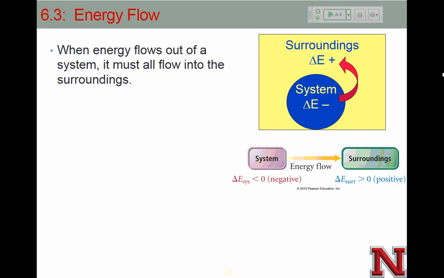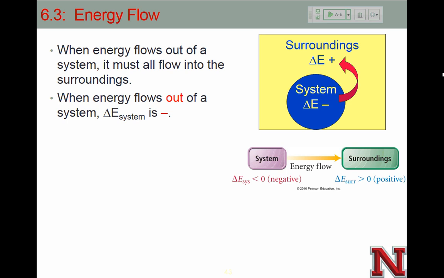When energy flows out of a system, it has to flow into the surroundings. So if we know just a little bit about what's happening, let's see whether the surroundings increased in energy, then we can figure out what the system did. Whatever the system does, the surroundings have to do equal and opposite. So in this case, our delta E of our system is going to be negative because it's losing energy, but our delta E of our surroundings is going to be positive because it's gaining energy.